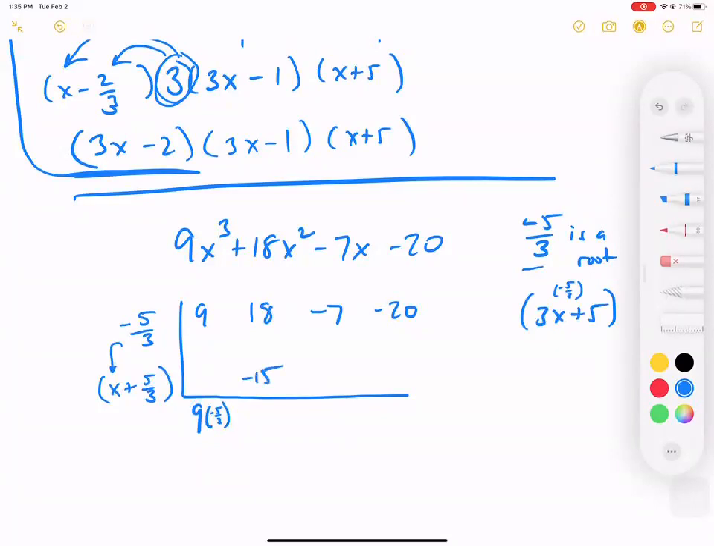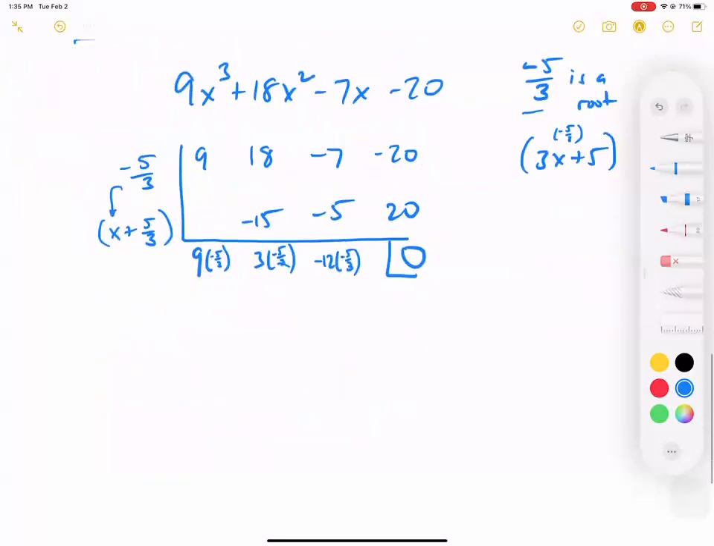Next step. 18 minus 15 is 3. Multiply this by negative 5 over 3. 3 divided by 3 is 1. 1 times negative 5 is negative 5. Negative 7 minus 5 is negative 12. We multiply this by negative 5 over 3. 12 divided by 3 is 4. Negative 4 times negative 5 is negative 20. Oh, positive 20. And we are 0.